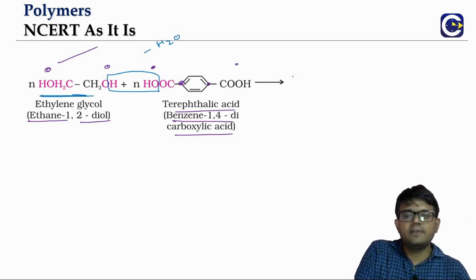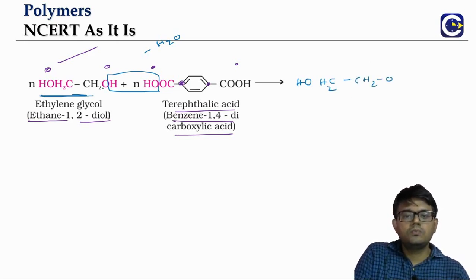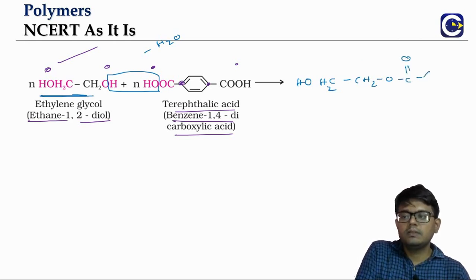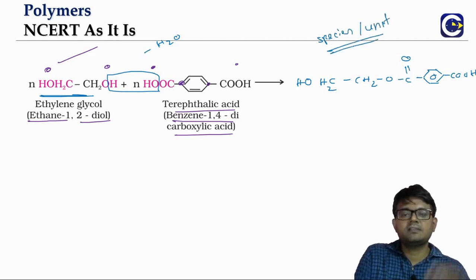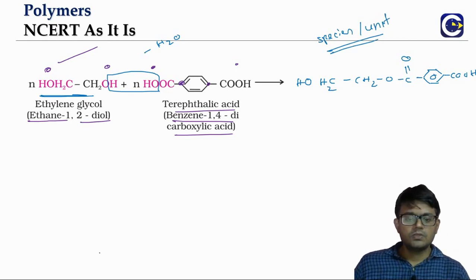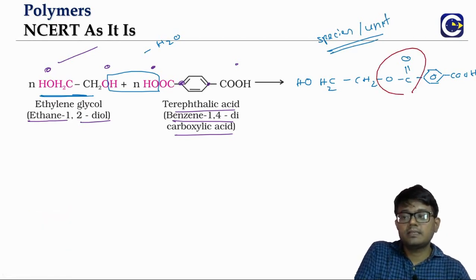This part will remain as it is: OH, CH2, CH2O, then we have CO, then comes the benzene ring part, then COOH. This is the species or unit that is obtained after the first step of condensation. So why are we calling it a polyester? Because you see the ester group.